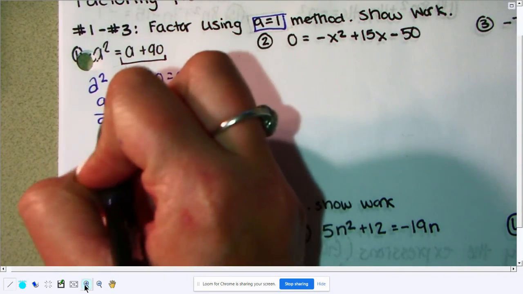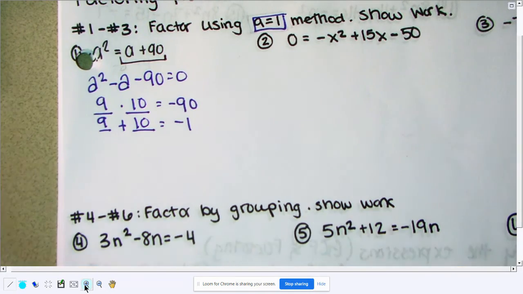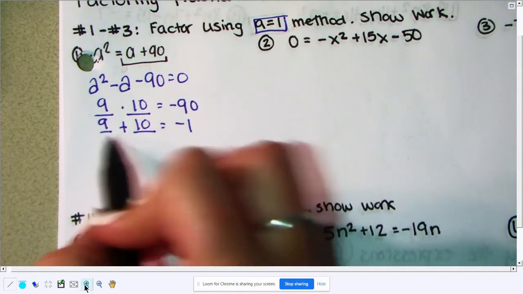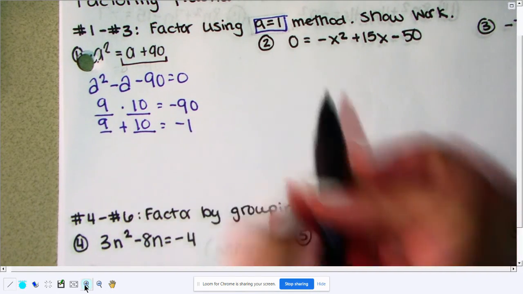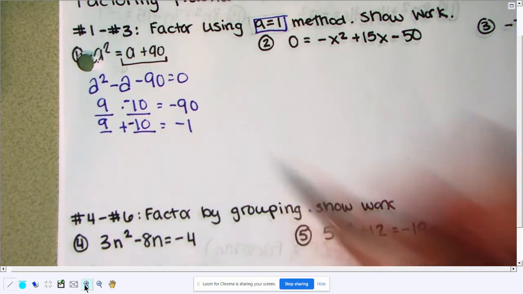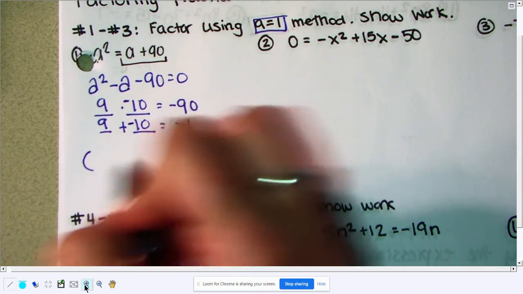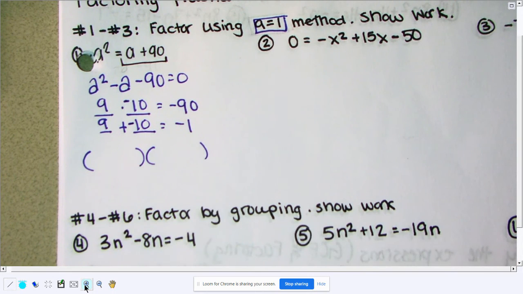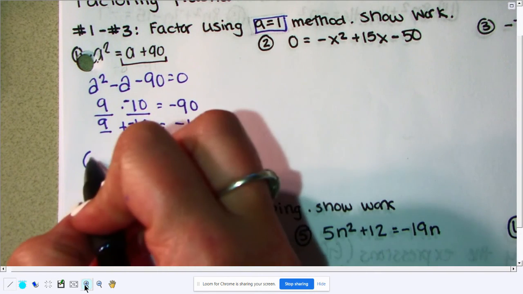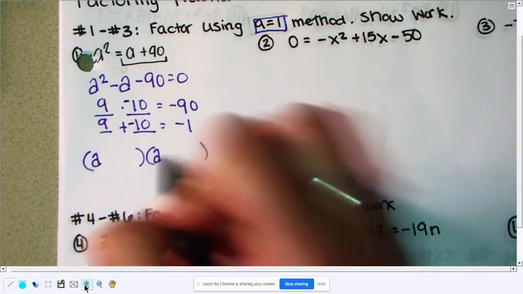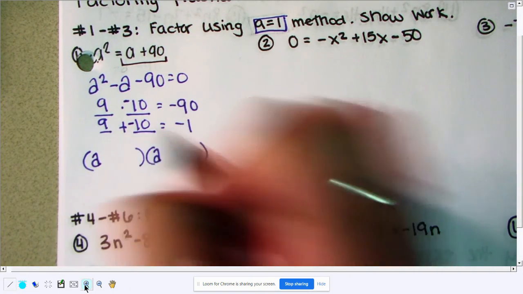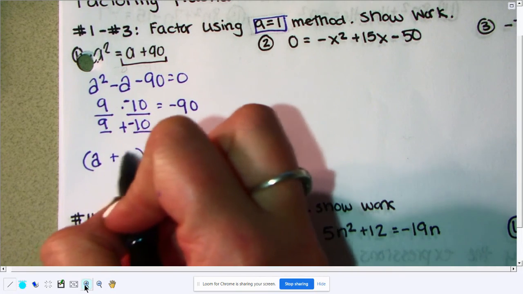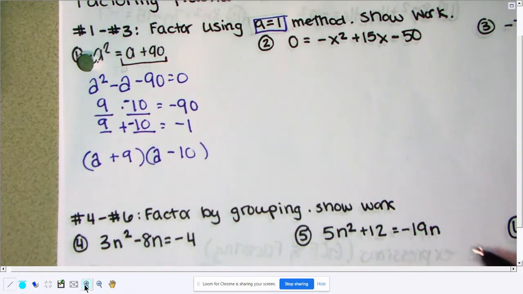Then it's time to decide which one is negative. So looking at your problem here, we know when we're adding that we want our answer to be negative 1, which means the 10 has to be the negative. And then to finish this problem, the reason it is so much faster than factor by grouping is because when the a term is equal to 1, you can just break it up. I'm going to write a and a. Then these terms I just put down here. So positive 9, negative 10.